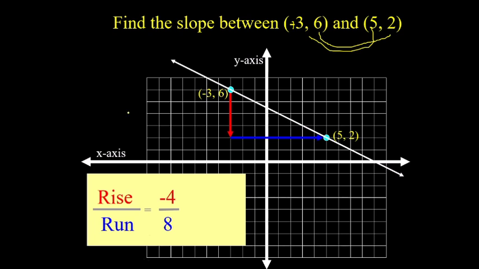How do we know? Rise means up, so it may rise or fall, and the run may go right or left. Your rise is negative, so start here and go 1, 2, 3, 4 downward. Then your run, since it is positive, goes 1, 2, 3, 4, 5, 6, 7, 8. That's all.